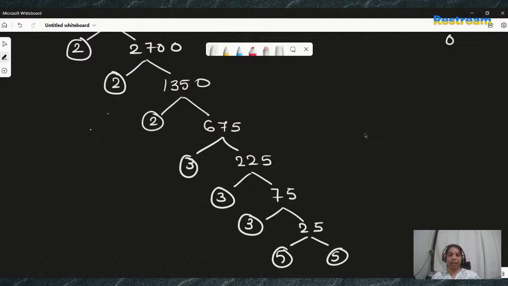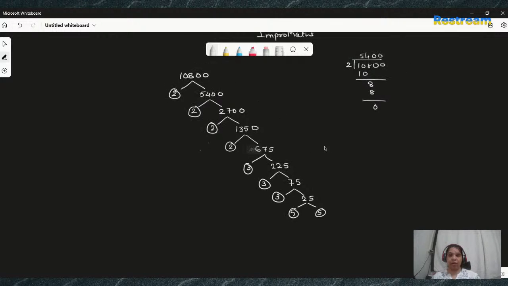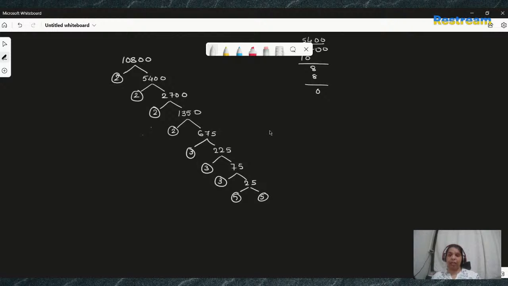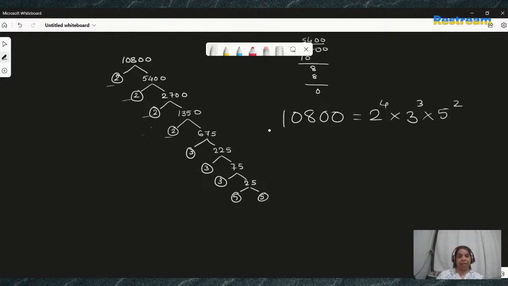So now I'll make it slightly smaller so that we can see all the numbers. If you see, there are a lot of 2s, a lot of 3s and a lot of 5s in this. So we have 1, 2, 3, 4 2s. So your 10800 is going to be equal to 2 raised to 4 multiplied by 3 cubed multiplied by 5 squared. So your 10800 can be factorized like this.